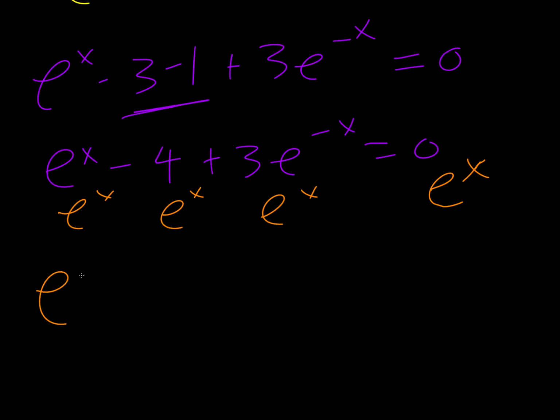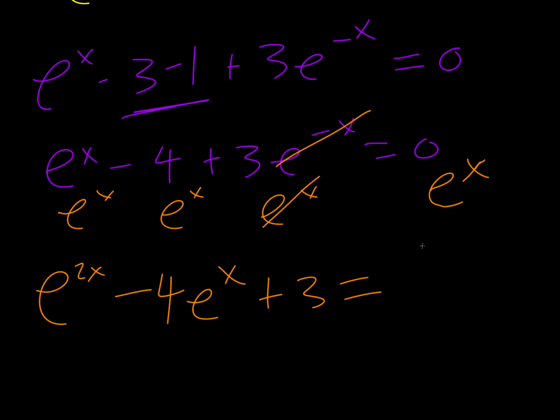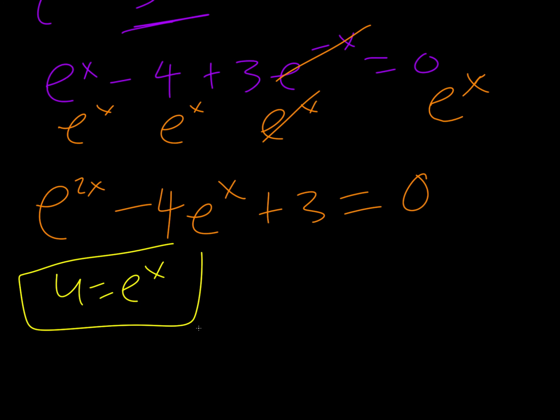Alright, so that becomes e to the 2x minus 4e to the x. And these would end up canceling because when we add them, they become a 0, which means e to the 0 is 1 times 3. So that's still 3, and then those multiplied together are still 0. Okay, we use our u substitution. We're saying u is equal to e to the x. And after we do that, we get u squared minus 4u plus 3 equals 0.